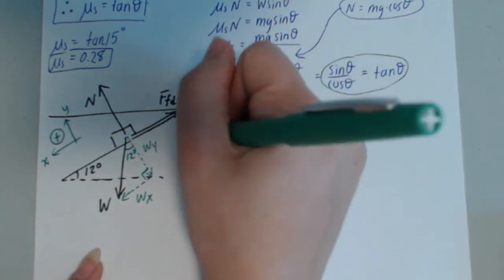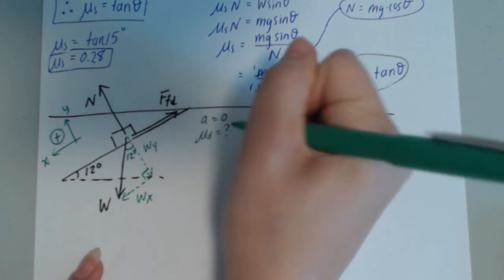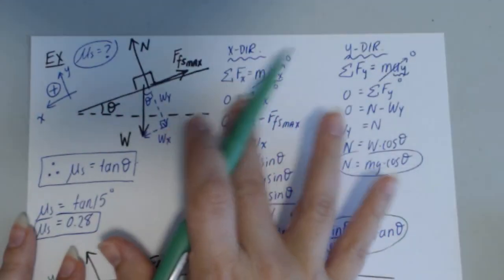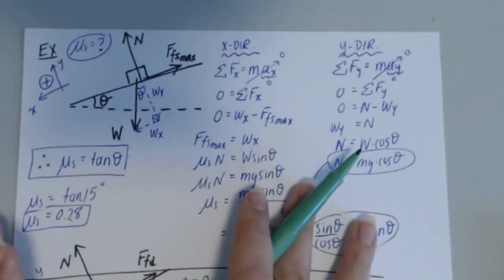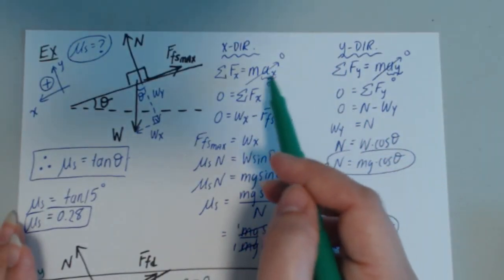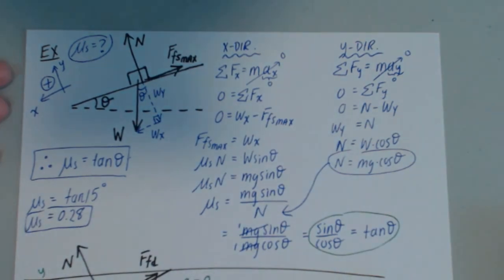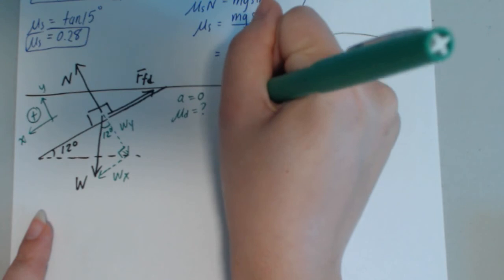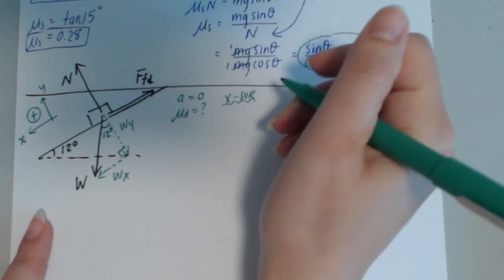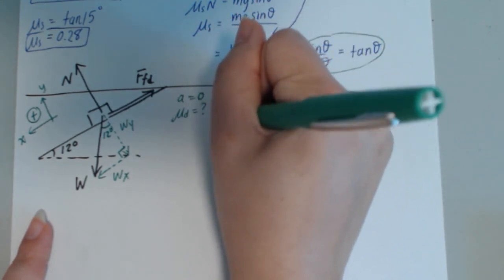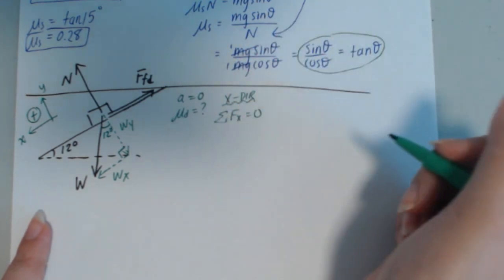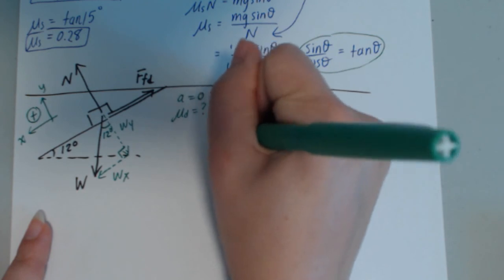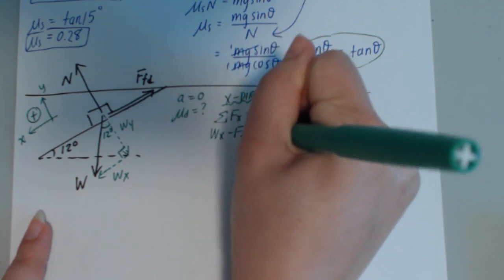So we are looking for the coefficient of dynamic friction here. So we are once again going to inspect the net forces in the x and the y, just like we did before. Except this time, well, acceleration is still going to be 0 actually, so that's quite nice. So if we look at the x direction, we know the sum of the forces is equal to 0 because acceleration is 0. And so that's going to be wx minus ffd equals 0.